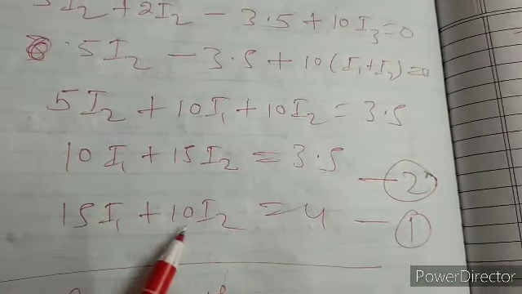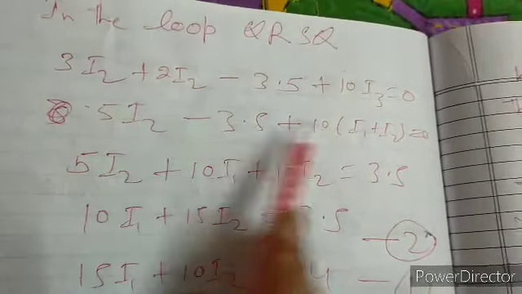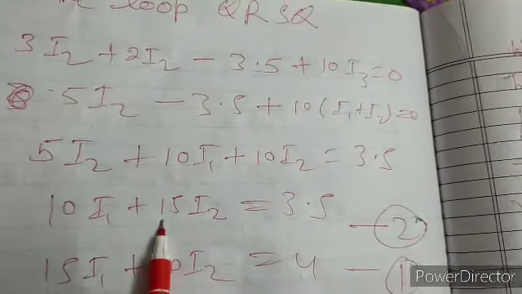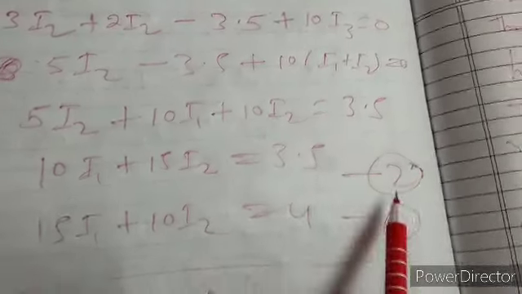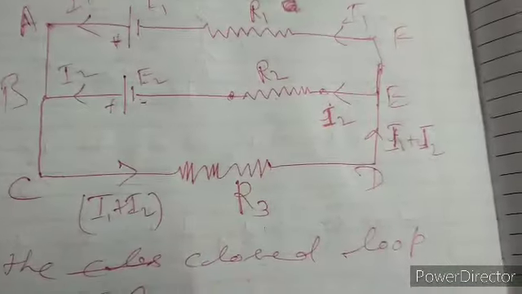Now simplifying this, we get 15 I1 plus 10 I2 is equal to 4. This is equation 1. And simplifying the other, we get 10 I1 plus 15 I2 is equal to 3.5, equation 2. Now these are two simultaneous equations. After solving these two equations, we will get I1, I2, and I3 as I1 plus I2. Okay. Thank you.